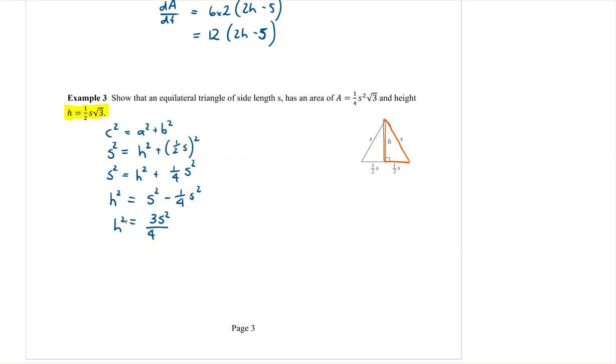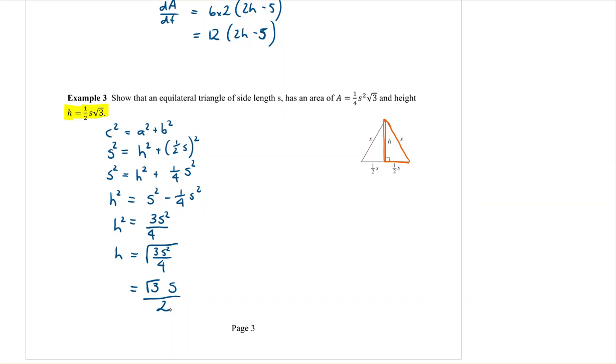We're almost there. If I just want h, what do I need to do? I have to square root that whole thing: 3s squared over 4. Now, if I look at everything underneath that square root sign, can I square root the s squared? Can I square root the 4? The only thing I can't square root is the 3, so I leave that part in surd form. I have square root of 3.